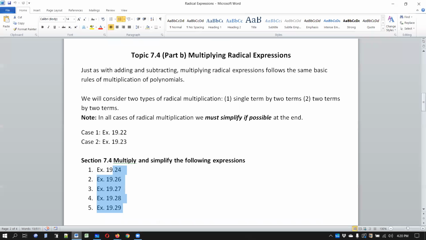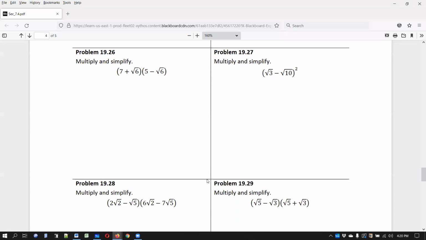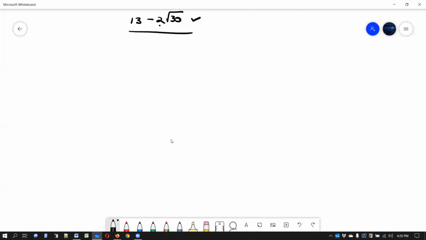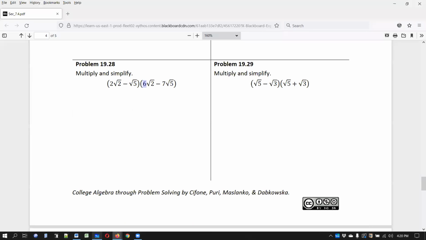So let's see the next problem, 19.28. We have another case where we have 2 terms times 2 terms, but now we have numbers in front of some of these terms in here. So 2 radical 2 minus radical 5. So this is a little bit more complicated one. 6 radical 2 minus 7 radical 5.